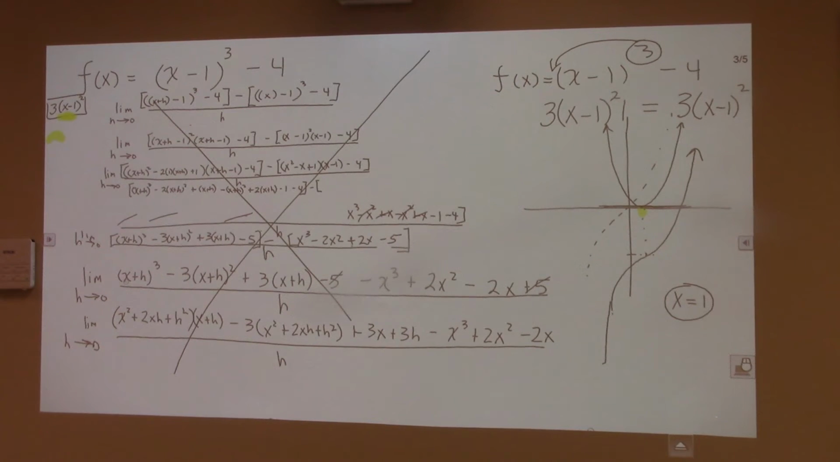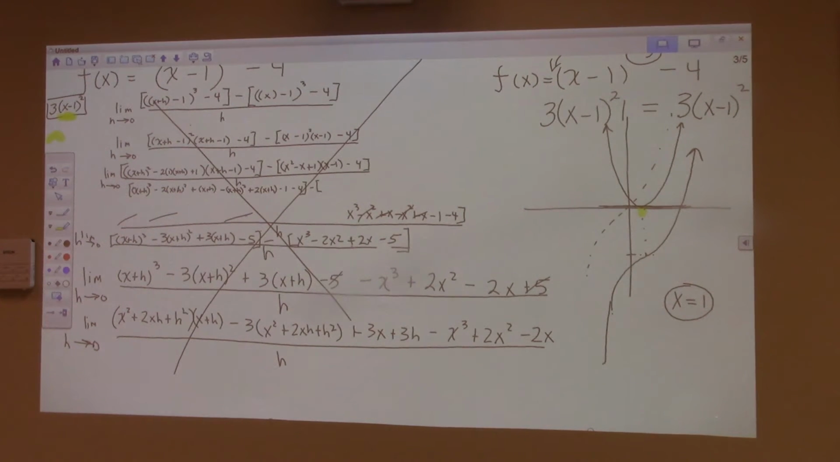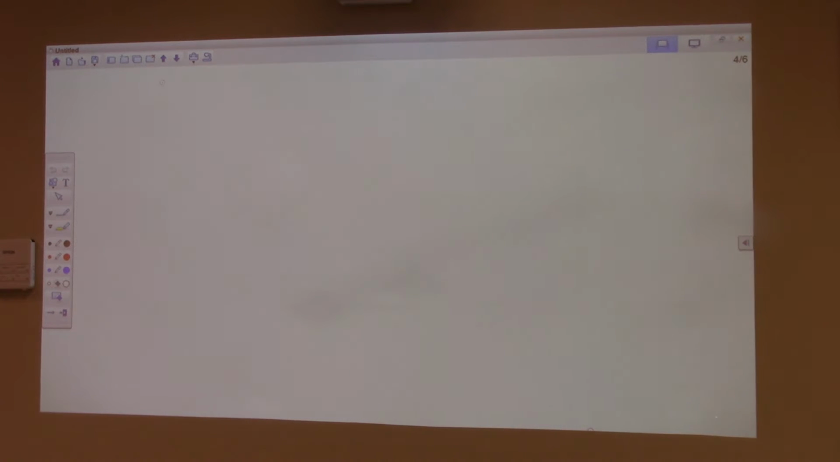Let's go ahead and do the difference quotient a couple more times on some easier problems. And that is in your book, whatever page I told you it was.